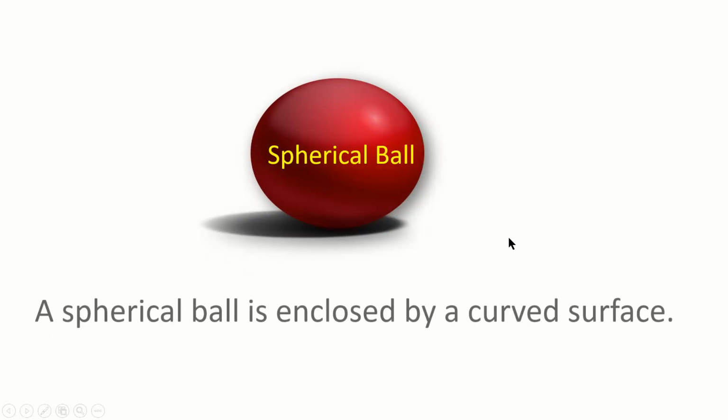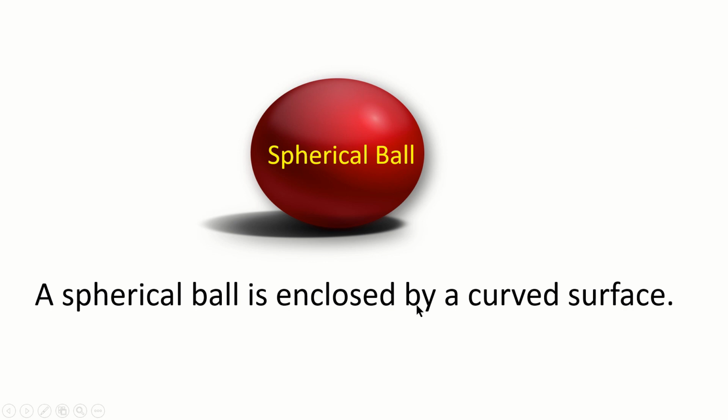Spherical ball. A spherical ball is enclosed by a curved surface. That means it has only one surface, that is a curved surface. Clear?